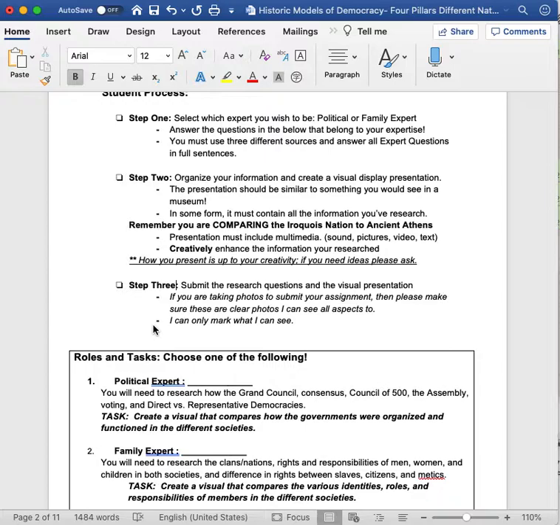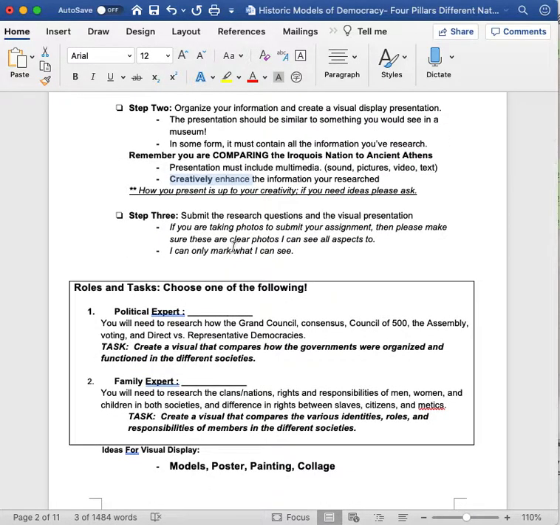Try to include multimedia in some way, pictures, sound. Do not just give me a Word document with information. I want that, but I don't want just that. And then, how can you creatively enhance the information? What are some hobbies you enjoy? How can you bring that into this? Right? So how can you present it up for your creativity? If you need ideas, you can please ask. We're going to talk about that below.